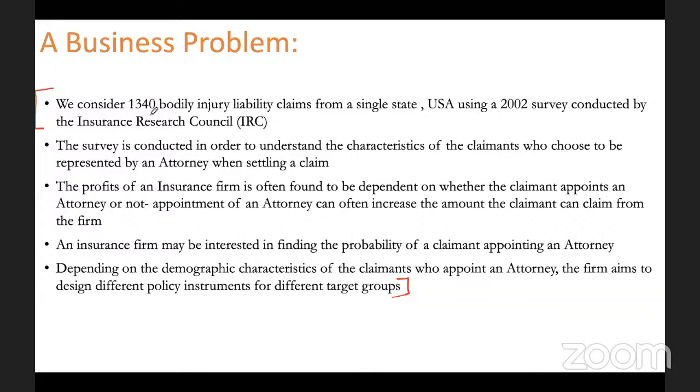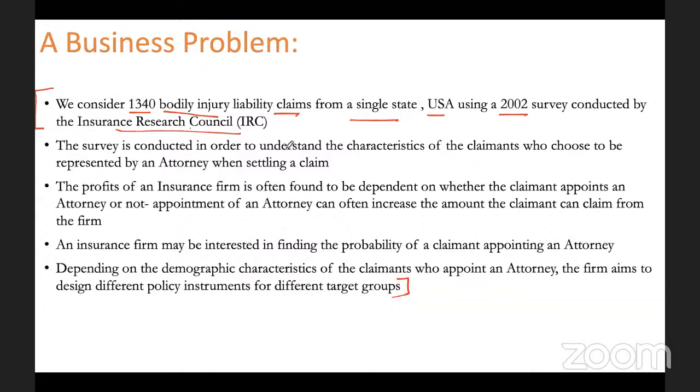The data set has 1340 bodily injury liability claims from a single state in the USA during 2002. The data has been collected using a survey conducted by a research organization, the Insurance Research Council. And what is the objective of this?